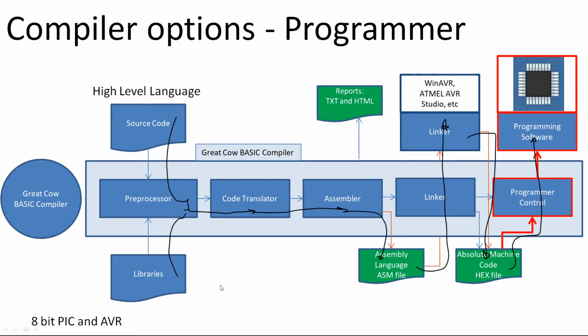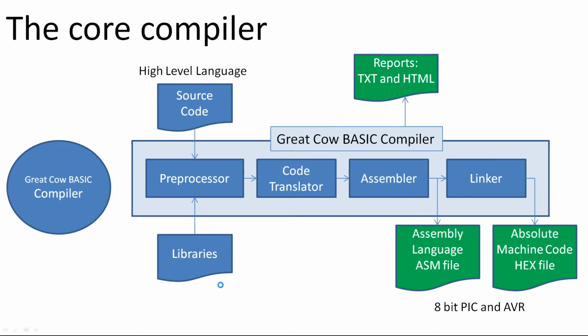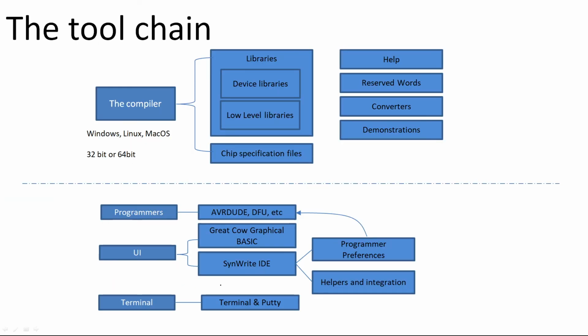Just clear down those marks. So that's where I wanted to leave the tool chain. Remember, the compiler itself is made up of these components: the compiler, the programmer, the UI, and optional tools like the terminal. So the tool chain is extremely simple. It's extremely simple to install, and it's extremely simple to use. So today, let's have a look out in the lab to see what we've got.